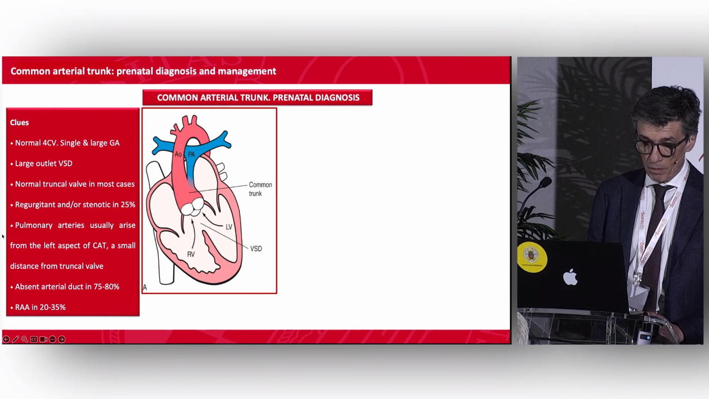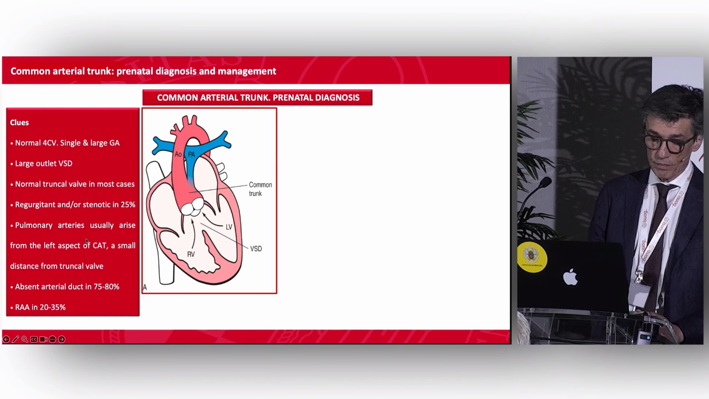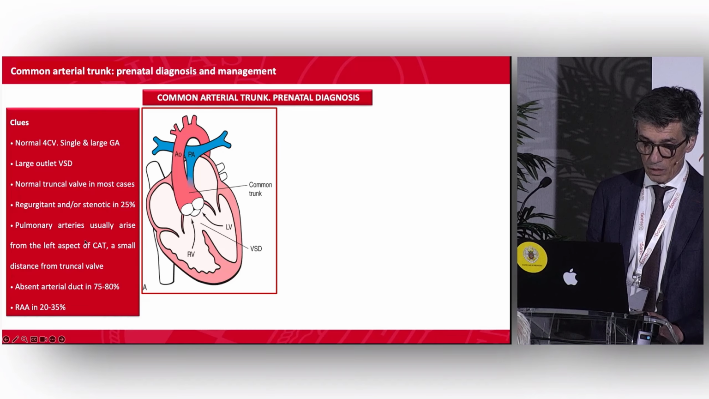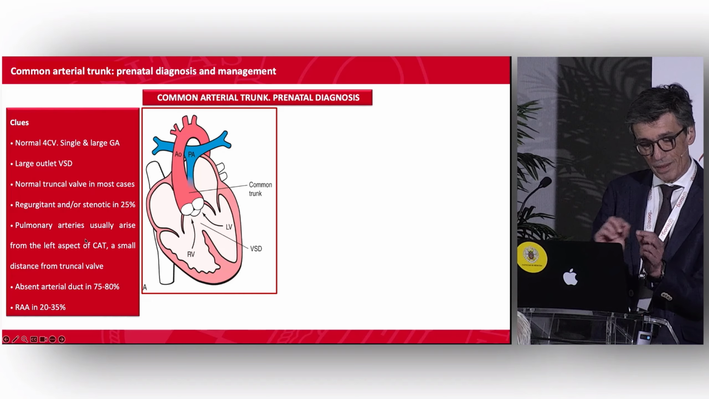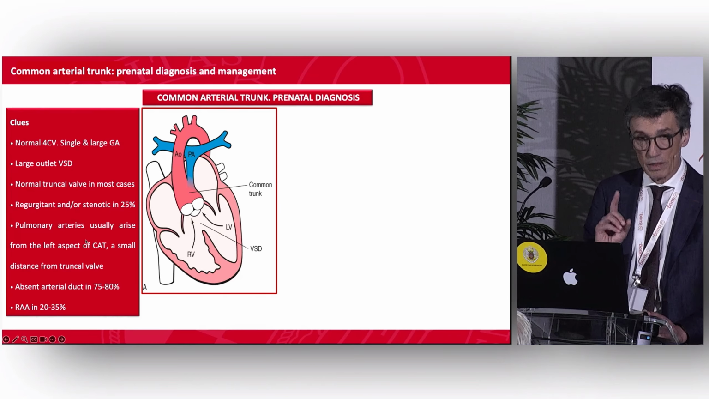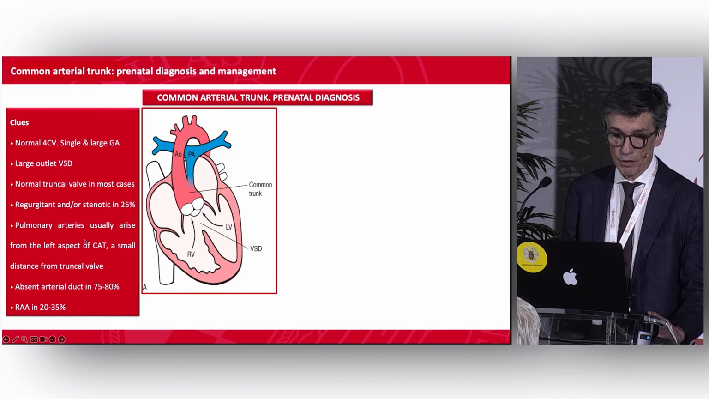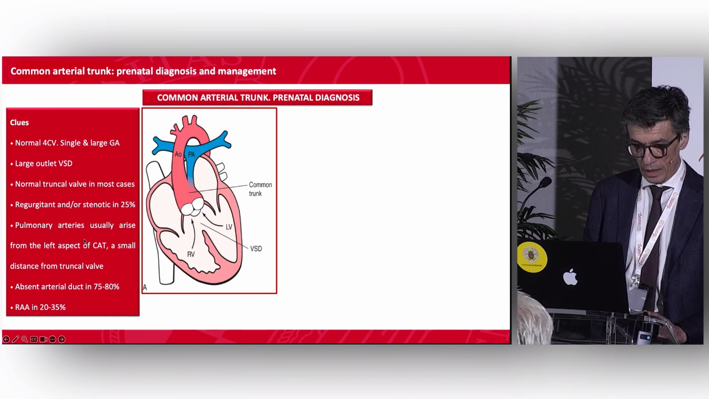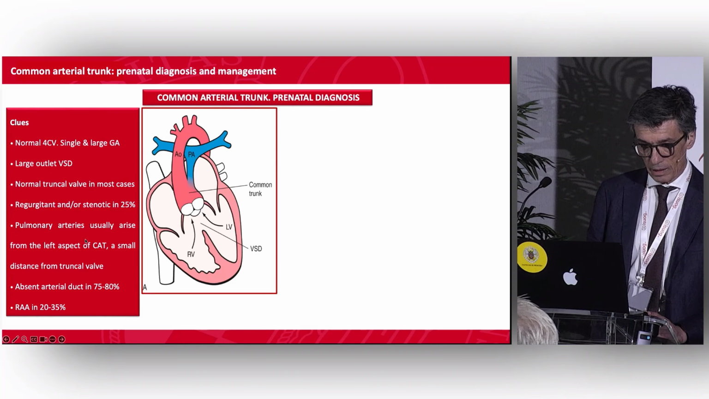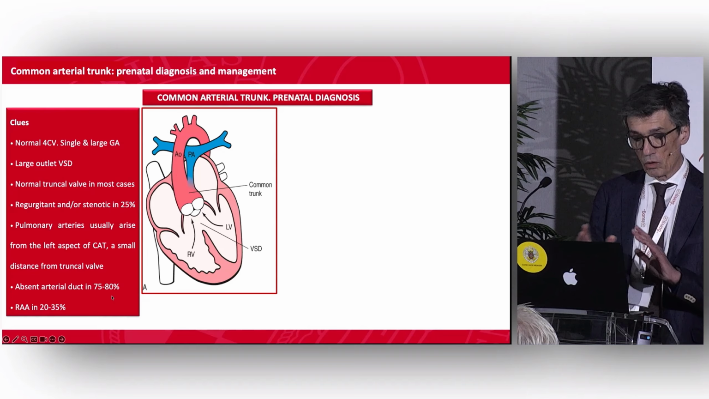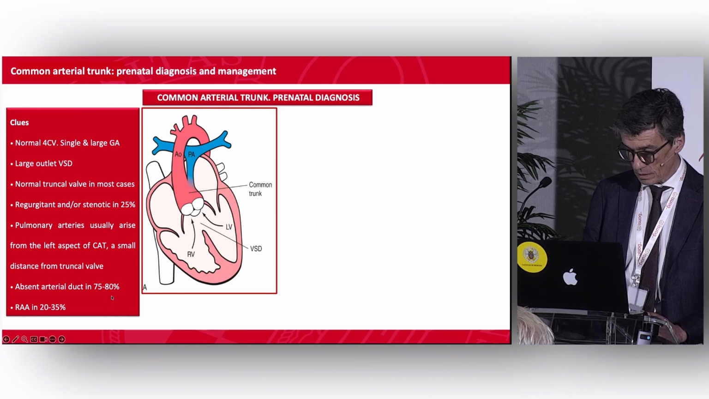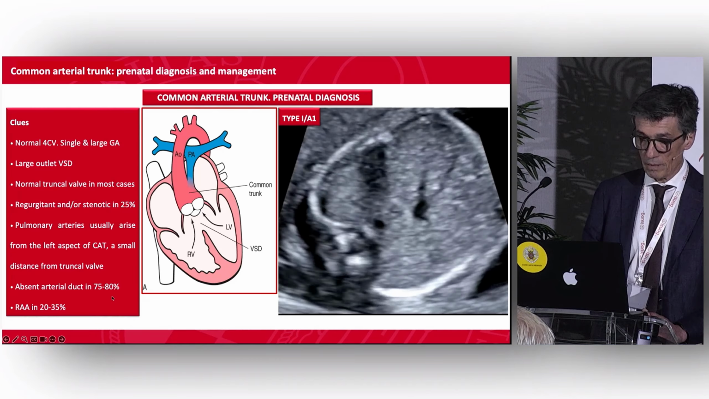but in up to 25% of cases it may be regurgitant and/or stenotic. The pulmonary arteries usually arise from the left aspect of the common arterial trunk, at a distance from the truncal valve that is usually small but can be variable. This is very important in terms of surgery, as I will show you in my presentation. The duct is absent in most cases, and the aortic arch is on the right side in almost one third of cases. Let me show you some video clips.